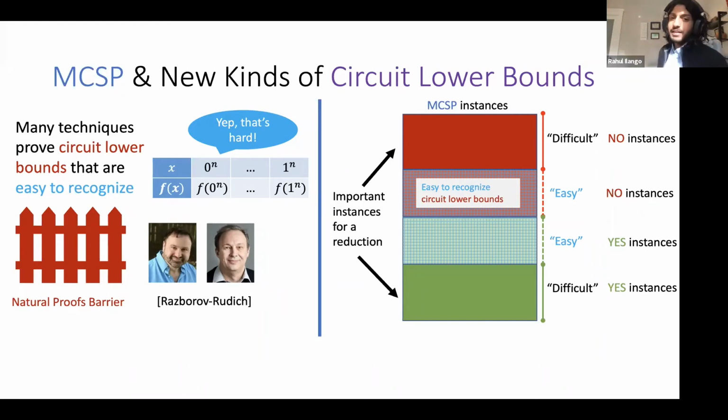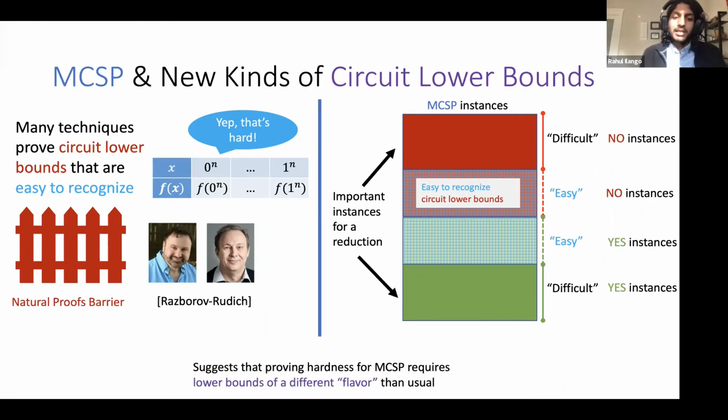And because of that, what it suggests is that if you're going to give a hardness reduction to MCSP, you're going to have to use lower bound techniques that maybe fall outside of the category of our usual types of lower bounds, because you're probably going to need to identify no instances in this category. So you're probably going to have to prove lower bounds that maybe don't look like existing types of lower bounds.